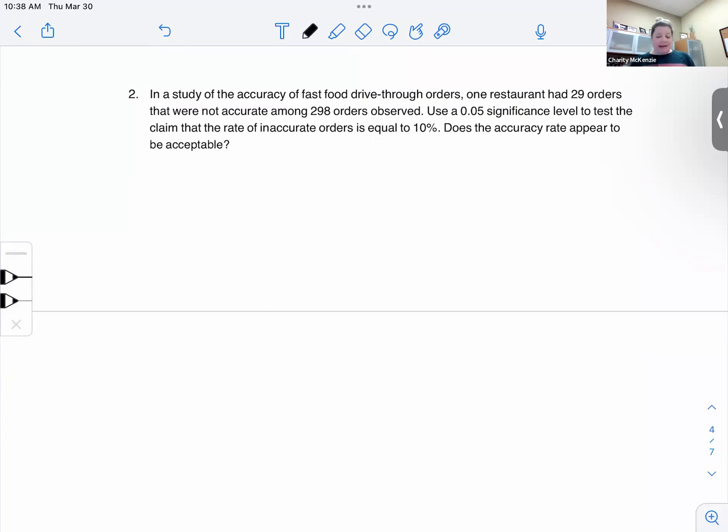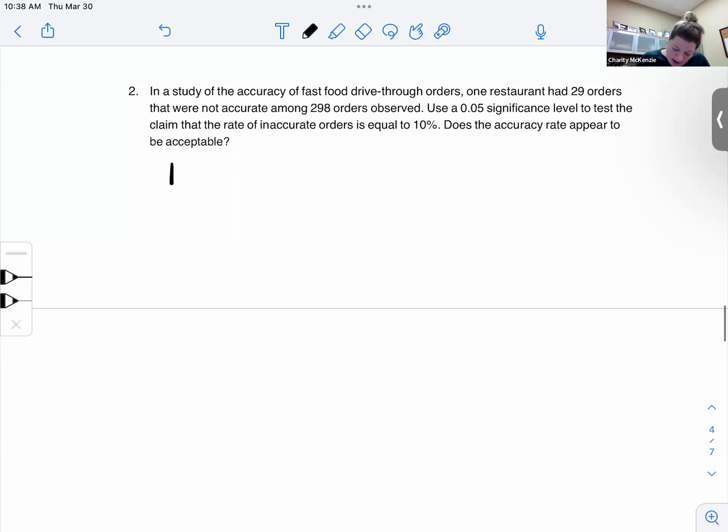Okay, so in a study of the accuracy of fast food drive-through orders, one restaurant had 29 orders that were not accurate among 298 orders observed. Use the 0.05 significance level. Now they could have said 95%, and you come up with the 0.05, so be careful there. To test the claim that the rate of inaccurate orders is equal to 10%. Okay, what is our hypothesis?